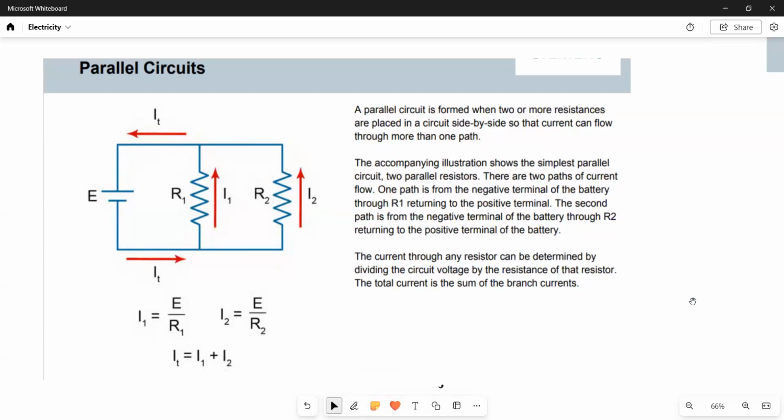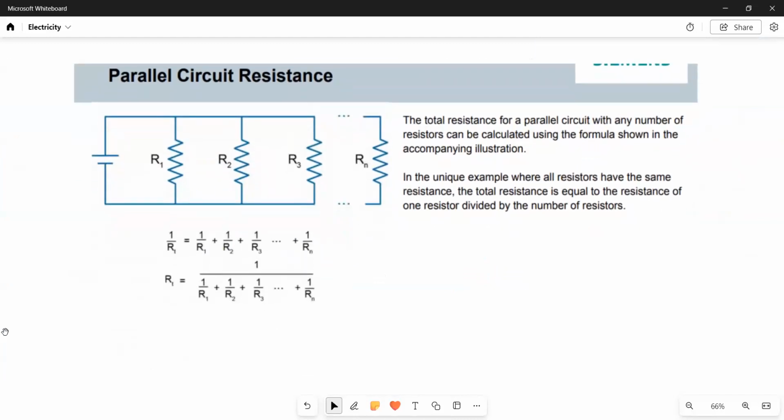Let's see. So this is the formula here. 1 over the total resistance is equal to 1 over R1 plus 1 over R2 plus 1 over R3 and so on, right? So to get the total resistance, you have to use this formula. We'll see an example or two here.